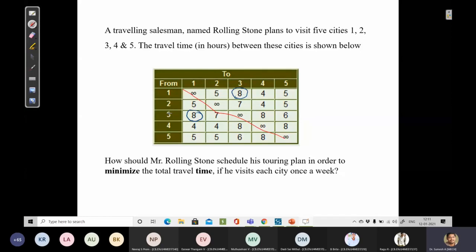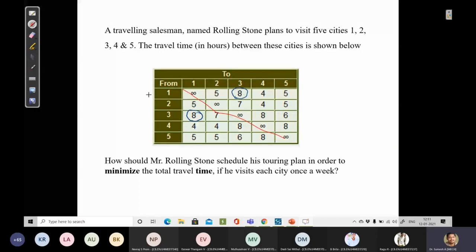Is the question clear to you? Yes, okay. So you can see the question will be like this. Now, how to proceed?